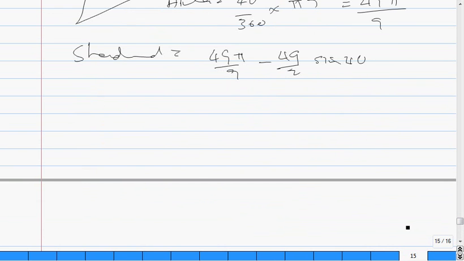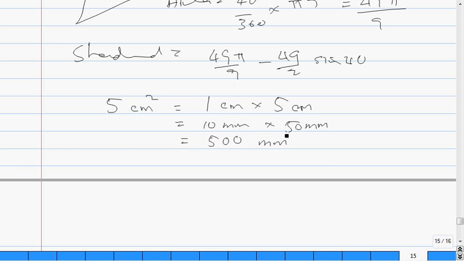Convert between area measures. What about this one here? 5 centimetres squared. Convert that to millimetres. What would you do? Times by 100. Well, you could write this as 1 centimetre times 5 centimetres. This is one way of thinking about it. And then 1 centimetre is 10 millimetres, and 5 centimetres is 50 millimetres. So the answer here is 50 millimetres squared. That was a deliberate mistake to make sure you were still awake.